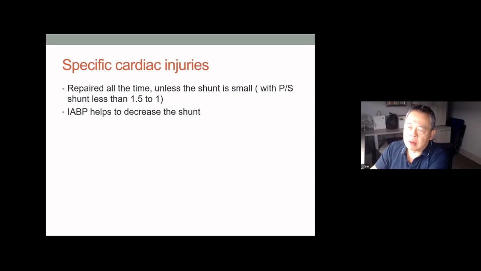Now, in terms of the VSD defect, it's repaired all the time unless, per echo findings and calculation, the Qp/Qs shunt is less than 1.5. Then you can allow that to occur, and hopefully it may close, it may not, but at least it's not going to be physiologically impactful. The use of an intra-aortic balloon pump, by decreasing the afterload, allows the LV to preferentially pump towards a lower resistance. And so it decreases that left-right shunt if you have a VSD in this case.